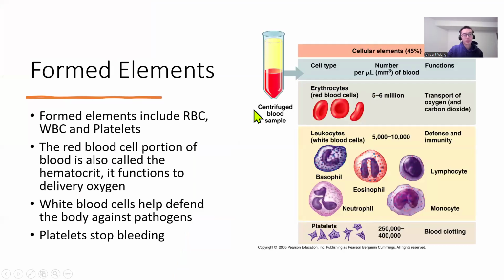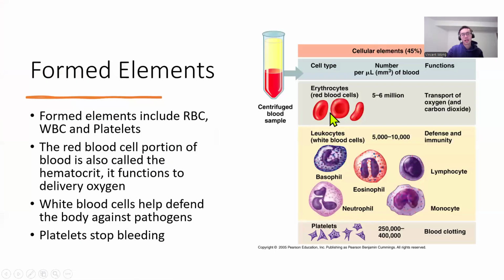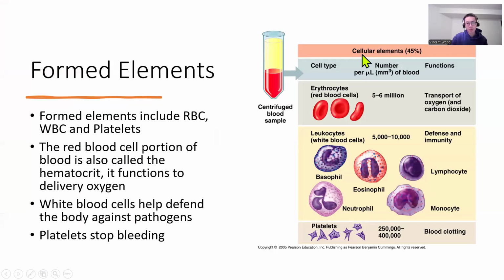Let's take a look at the formed elements. Remember, the plasma makes up approximately 55% of your blood, whereas the formed elements, which are basically just the cellular components, make up about 45% of your blood. That includes red cells, white cells, and platelets.